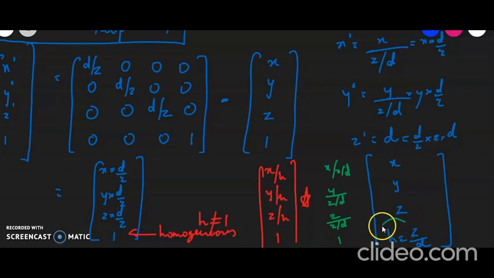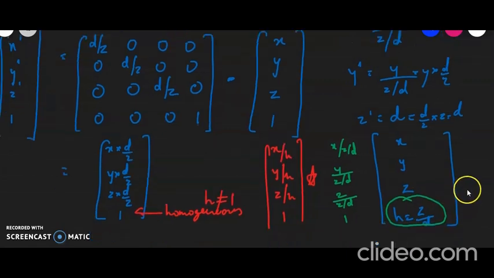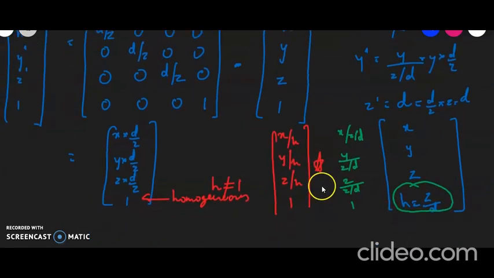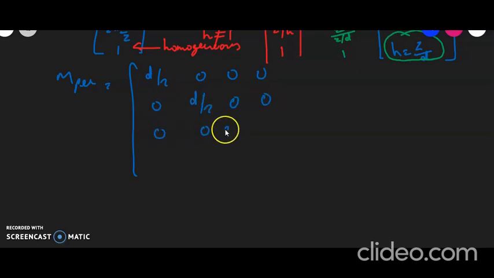So what have I maintained my homogeneous value as? Z upon D. Now taking this into consideration, now we will modify our matrix. Our M perspective matrix that we were getting was D by Z, 0, 0, 0; 0, D by Z, 0, 0; 0, 0, D by Z, 0; 0, 0, 0, 1.